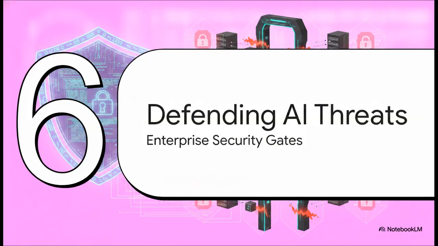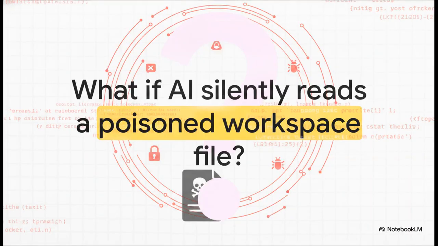Finally, Section 6, Defending Against AI Threats. This brings us to the most critical layer of our masterclass. What happens when your AI silently reads a poisoned workspace file? I know it sounds like something out of a spy thriller, but we seriously have to ask this. What if a malicious contributor hides hidden instructions in a Markdown file or a Jira ticket that your AI agent is blindly reading for context?